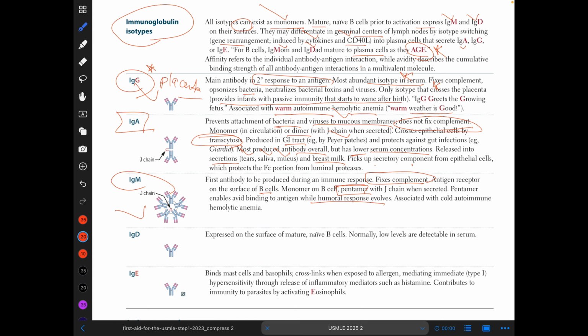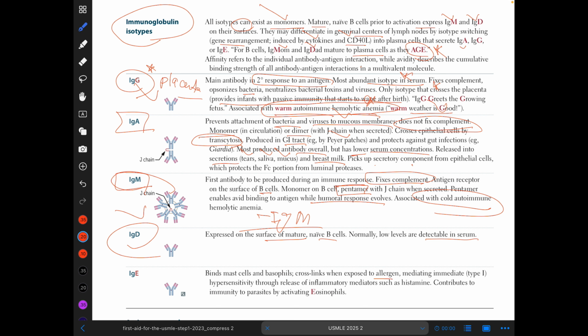It is associated with cold autoimmune hemolytic anemia. Cold autoimmune hemolytic anemia is IgM, and warm autoimmune hemolytic anemia is associated with IgG. The warm weather is good. Cold weather is the mastermind, IgM. IgD is expressed on the surface of mature naïve B cells, with normal low levels detectable in serum.